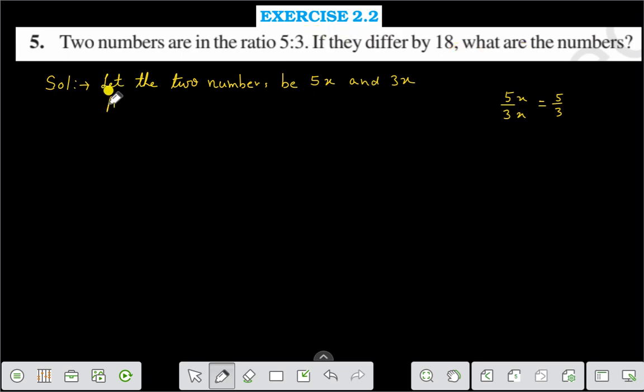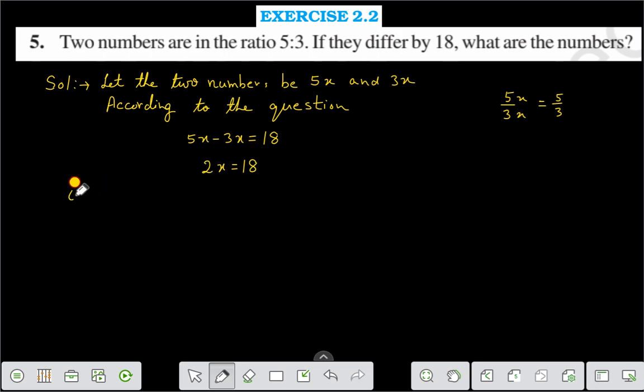According to the question, 5x minus 3x is equal to 18, it is given, right? Or 5x minus 3x, that we are getting 2x, 2x is equal to 18.